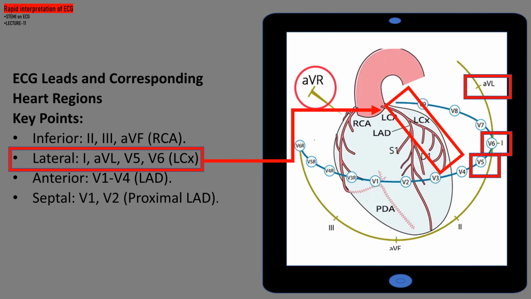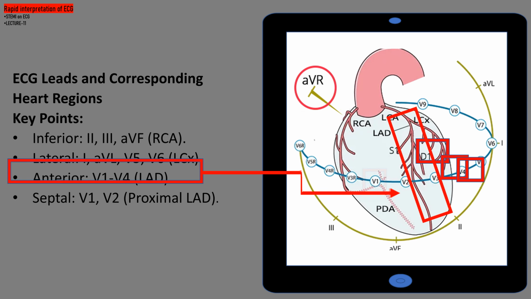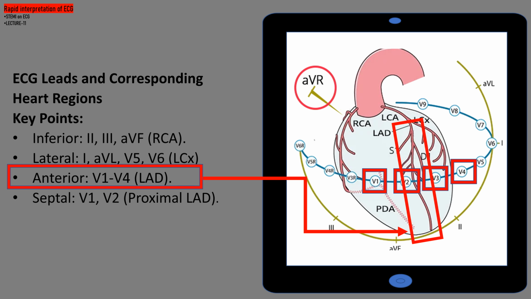The lateral wall is represented by leads 1, AVL, V5, and V6. It is supplied by the left circumflex artery. This is like the sides of the car, watched by cameras on the left and right. The anterior wall is represented by leads V1 to V4. It is supplied by the left anterior descending artery. Imagine this as the front of the car, covered by cameras facing forward.